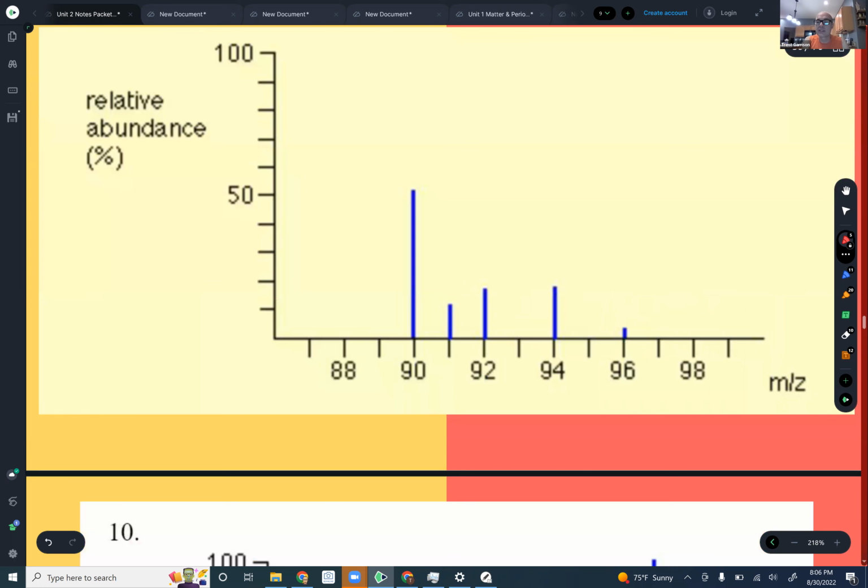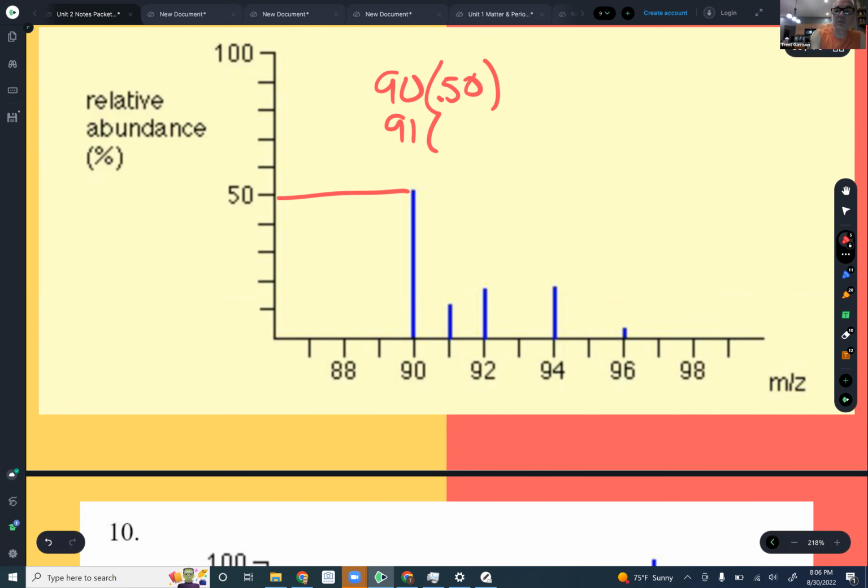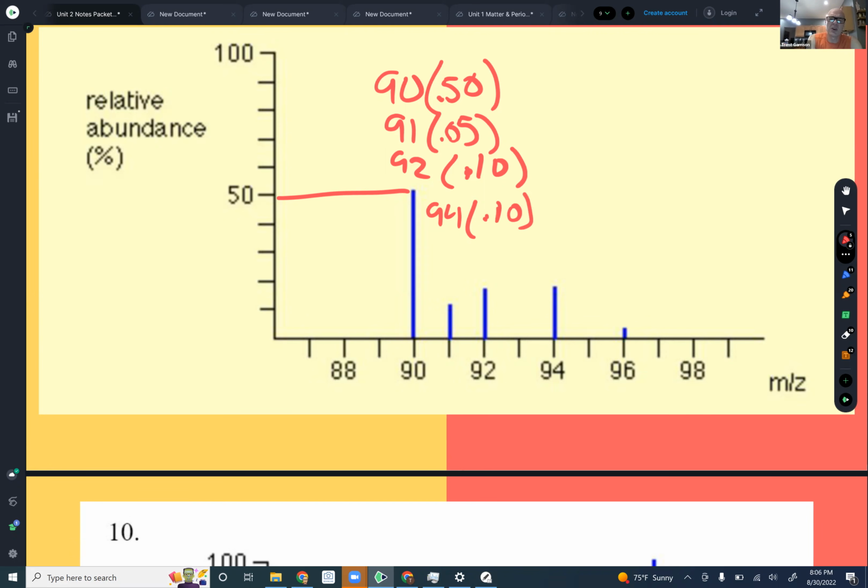So if we do that on this next example, I've got one sample that weighs 90, and it's at about 50%. I have another sample at 91, and it looks like it's somewhere around 5%. I have a 92, and it looks like it's about 10%. And then same thing for 94. It looks to me like 94 is hovering around maybe 10, maybe 12%, something close to that. I'm off by a little bit here. Oh, those are 20%.